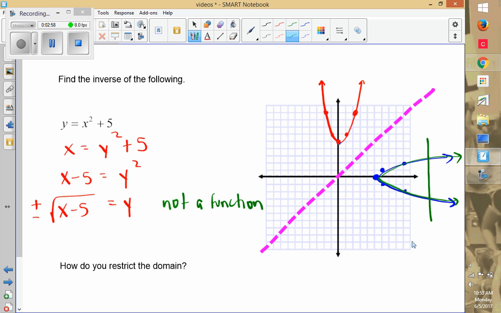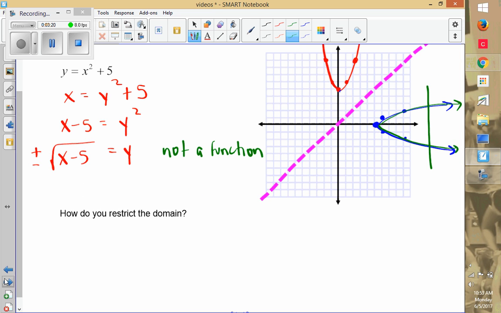The problem is, imagine your arms up in the air. You have two arms to start. So when I find the inverse, I have to draw two arms. But the problem here is that having two of them is what's not allowing us to pass the vertical line test.